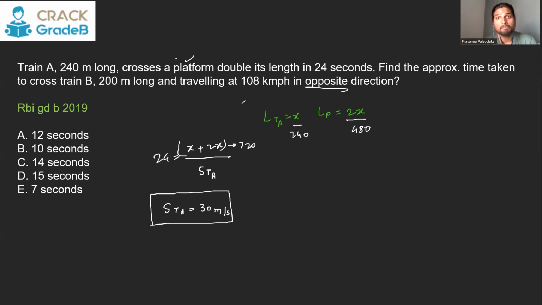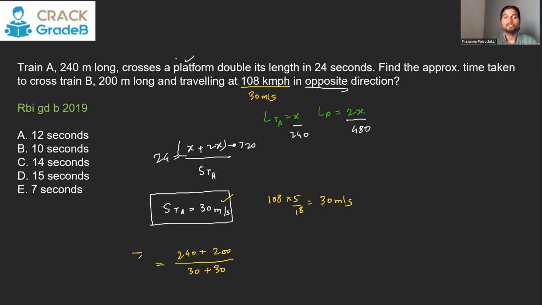Now, how much time it will take to cross B running with this speed? So let's convert this quickly into meter per second. So 108 kilometer per hour to meter per second is 5 by 18. That is going to be 30 meter per second. So time to cross each other from opposite direction is length of train 1 plus length of train 2 upon speed of train 1 plus speed of train 2. So that becomes 440 upon 60. So 44 upon 6 is approximately 7.7. So answer is going to be 7 seconds. Easy.